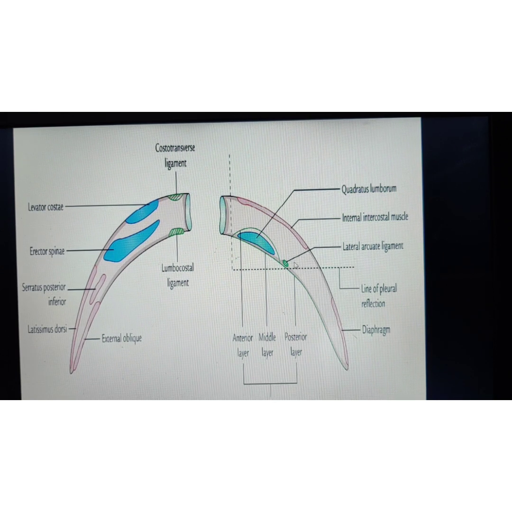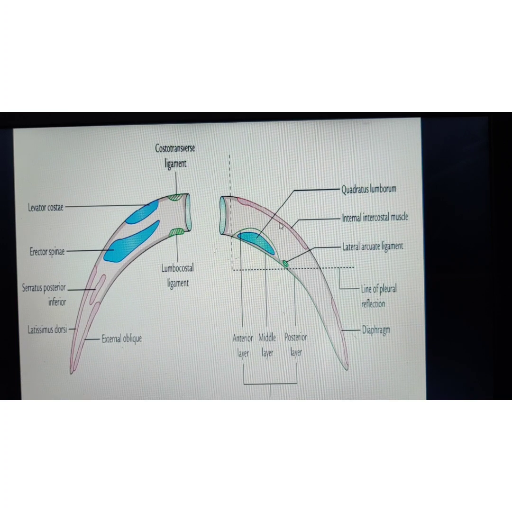Now coming to the anterior or the inner surface of the 12th rib, the superior border gives attachment to the internal intercostal muscle, and near the medial end at the lower border is the attachment of the quadratus lumborum muscle.